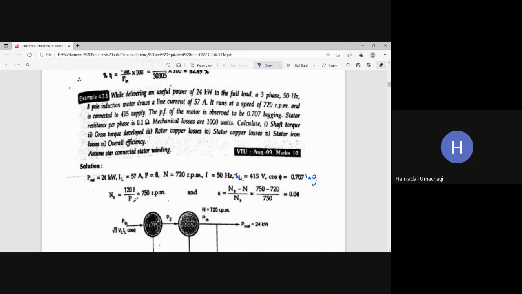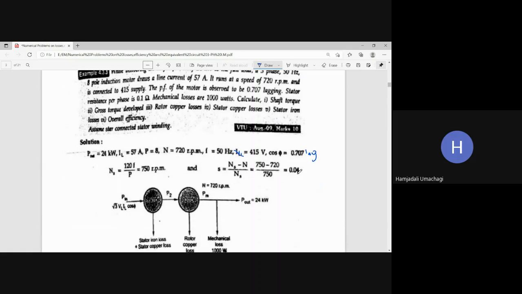Now with all this given information, let us calculate the synchronous speed. Ns is equal to 120 f by P, where frequency is 50 and poles are 8. With this we get the Ns value as 750 rpm. Now let us calculate slip. S is equal to Ns minus N divided by Ns, where Ns is 750 and the speed of the induction motor N is 720. So we get the slip value as 0.04.